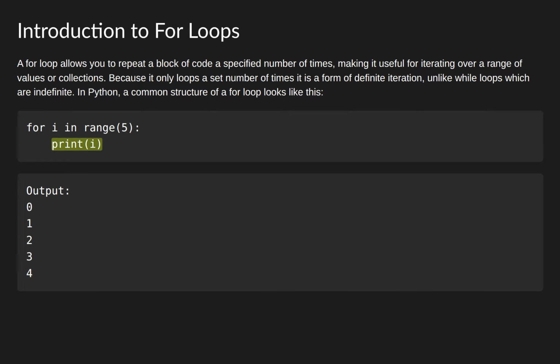Here, we see a common structure for a for loop in Python. The loop uses the range function to generate a sequence of numbers from 0 up to, but not including, 5. For each value in this range, the variable i takes on the value, and the print function outputs it. This produces the following output: 0, 1, 2, 3, 4. This shows that the for loop repeats exactly 5 times, providing each value in the specified range, making it a reliable way to perform definite iteration in Python.